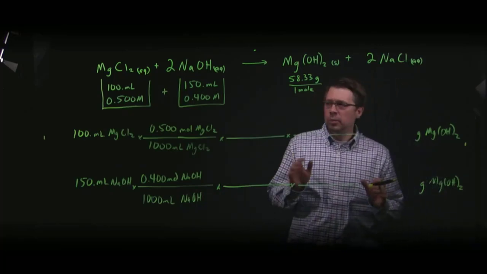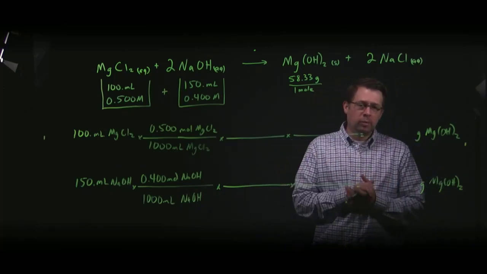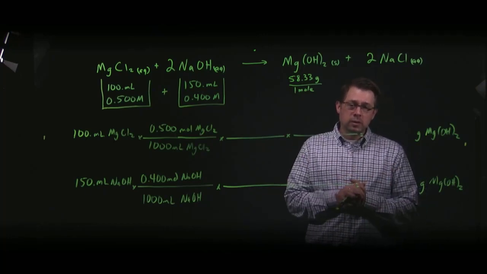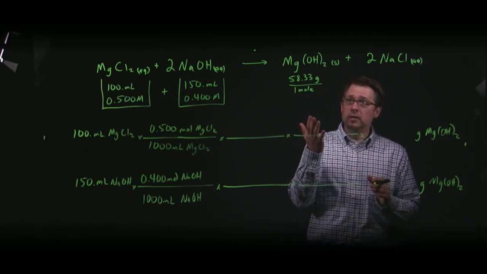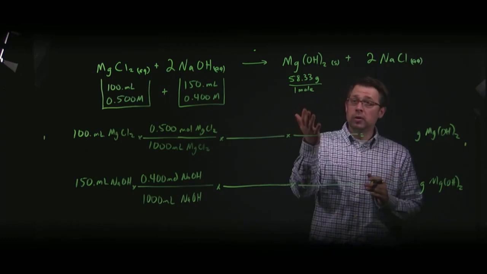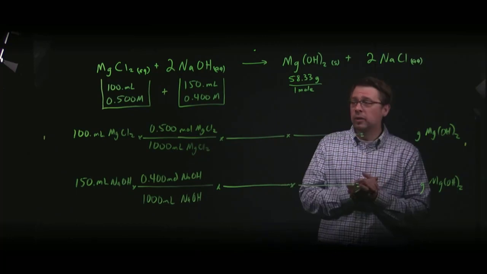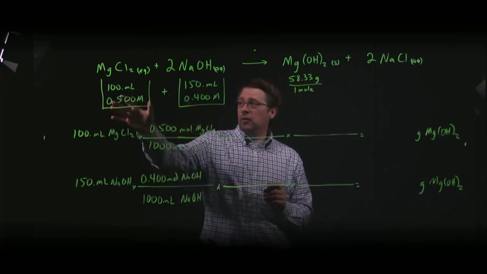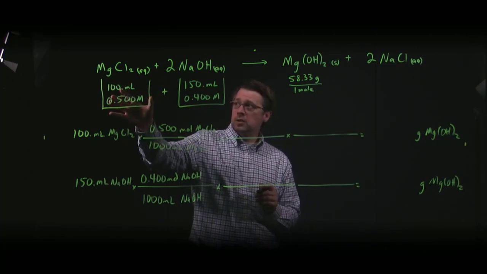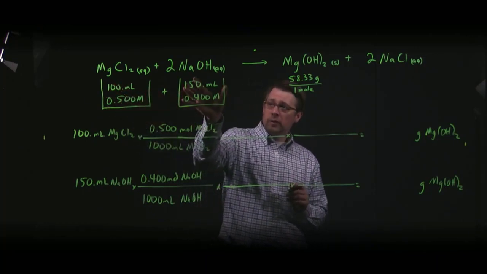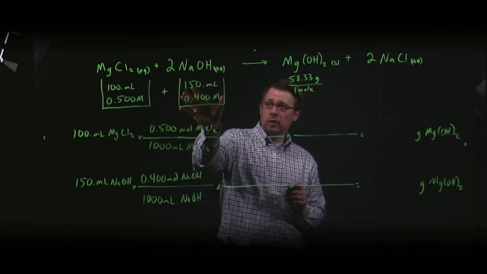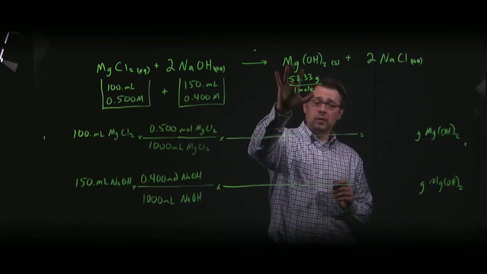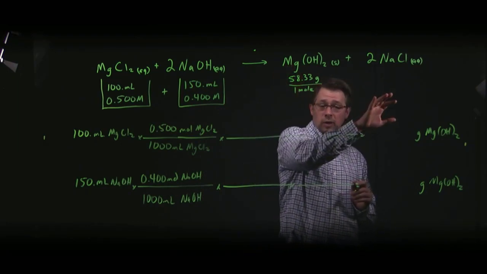I'm going to show you an example of a limiting reactant problem that deals with solution stoichiometry. This is sort of a mix between solution stoichiometry as well as traditional stoichiometry, where you're going from grams to moles to grams. In this case, I'm going to ask you a question about limiting reactant. So I have a specific volume and concentration of magnesium chloride and a specific volume and concentration of sodium hydroxide. And when these two are mixed together, a solid precipitate will form, magnesium hydroxide and sodium chloride aqueous.